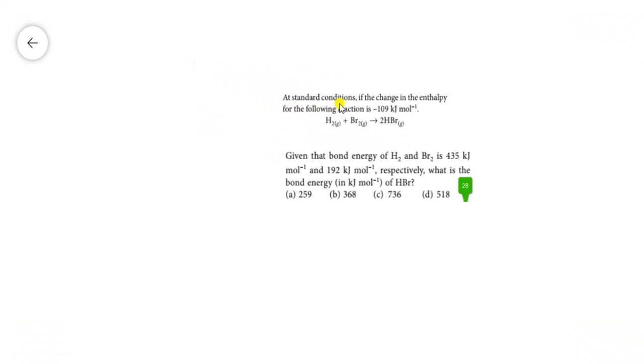Question number 28. At standard conditions, what is the change in enthalpy for the following reaction, that is the formation of HBr from hydrogen and bromine? Given that the bond energies of hydrogen and bromine are 435 kilojoule per mole and 192 kilojoule per mole respectively, what is the bond energy of HBr?